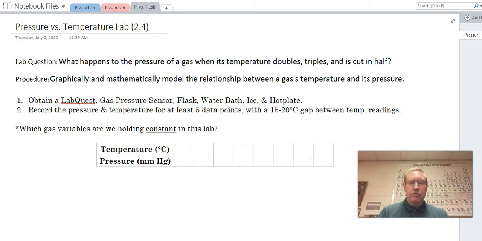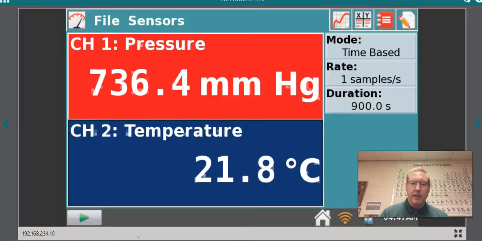In this case, we're going to do a similar procedure involving change in temperature. We're still going to GAM trib. We want to graphically and mathematically model the relationship, this time between the gas's temperature and its pressure. Once again, I'm going to need a LabQuest, and I'm going to need a gas pressure sensor. But I'm going to show you my LabQuest screen because once again I have this hooked up to my laptop. Yes, we're recording pressure just like we did the last 2 times in millimeters of mercury, but notice I'm also recording temperature.